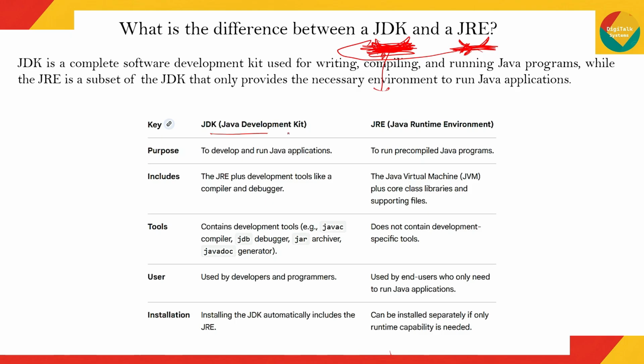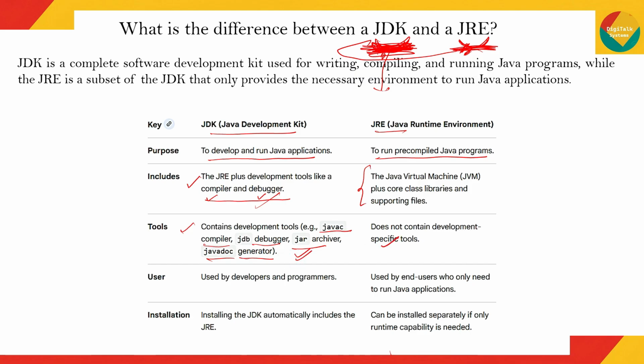The JDK's purpose is to develop and run Java applications. The JRE is just to run pre-compiled Java programs. The JDK is the JRE plus development tools like a compiler and debugger, so it can compile and debug programs, whereas the JRE will not have these features. It contains tools like javac, which is the Java compiler, a debugger, the Java archiver, and the Javadoc generator, multiple things that you need for developing applications.